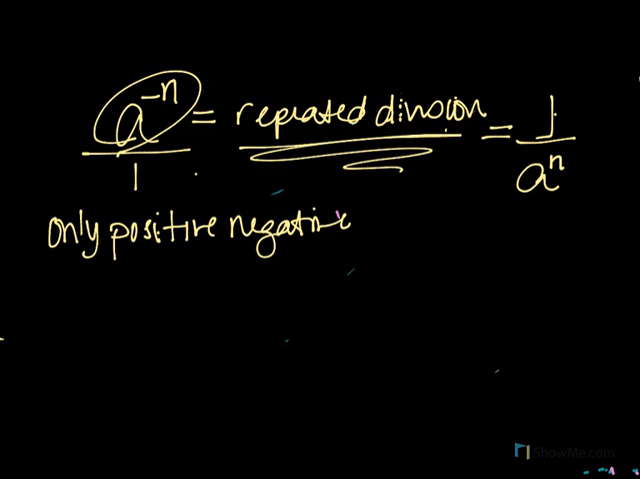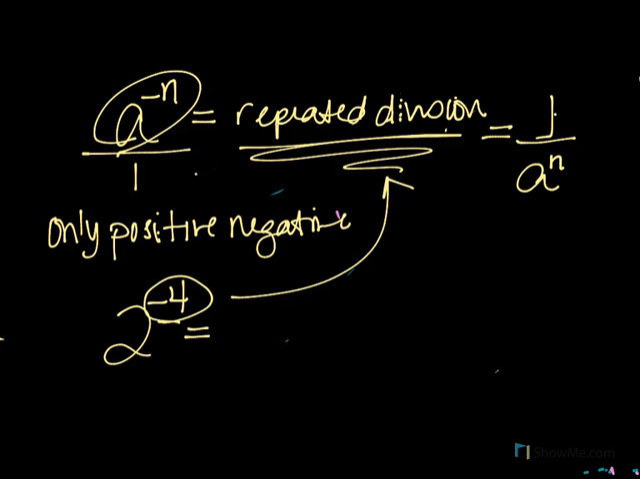So say, for instance, we have 2 raised to the negative fourth power, okay? That negative doesn't mean negative 2 times negative 2 times negative 2 times negative 2. That negative exponent means repeated division. So that means 1 over 2 to the 4th. When you flip it over the fraction, you're showing it as repeated division. That makes the exponent positive.